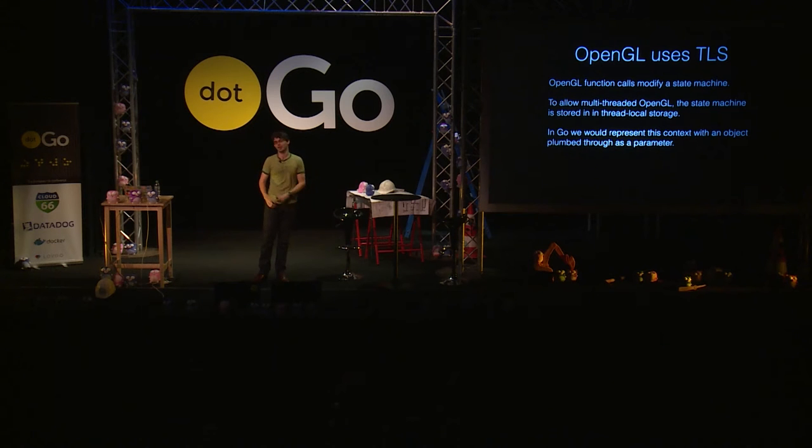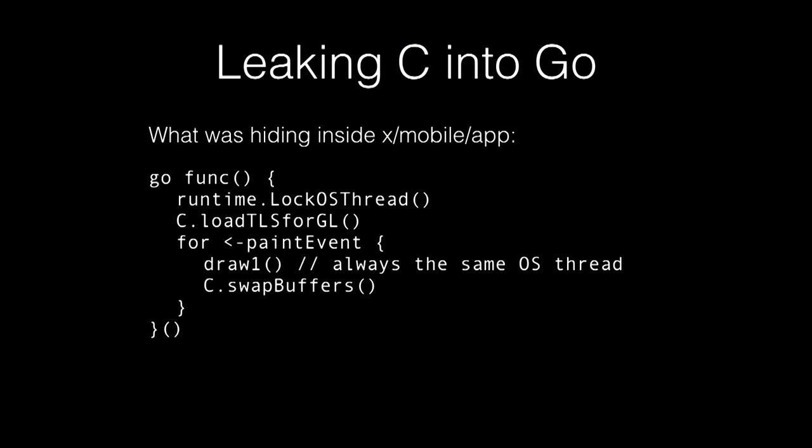Except when we come to Go, because it is that thread local storage which is breaking the second one, as we were seeing before in our two draw calls. And what's going on is there's this code behind the scenes that I had hoped no one would ever have to look at, but I'm showing it now as a cautionary tale. And this is what happens in the app package at initialization. It starts a long-lived Go routine which calls this magic function, runtime.LockOSThread.